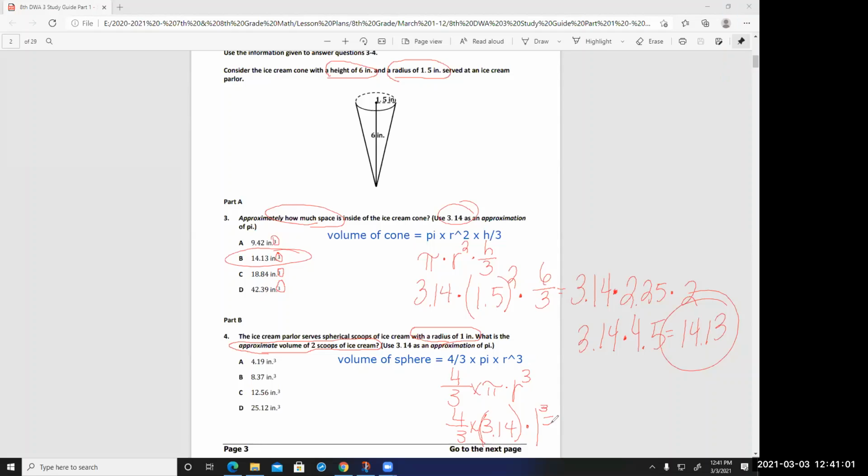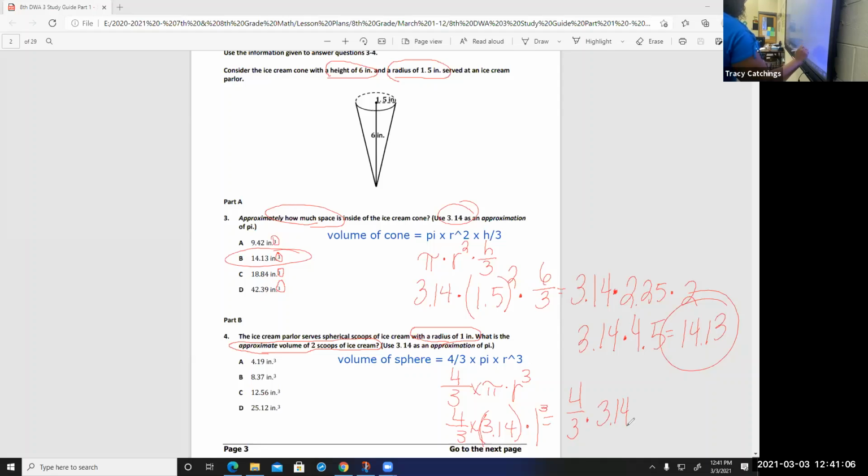All right. So now we have 4/3 being multiplied by 3.14. So if I were you, I would do that fraction first. 4 divided by 3. All right, keep that in there and just hit times 3.14. All right. How many scoops did they tell us we got? 2. This told us 1. So multiply that by 2.